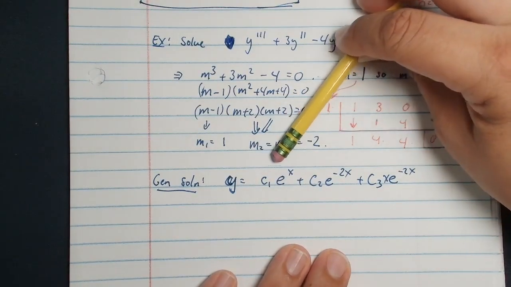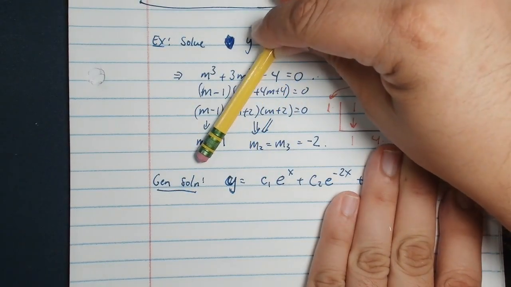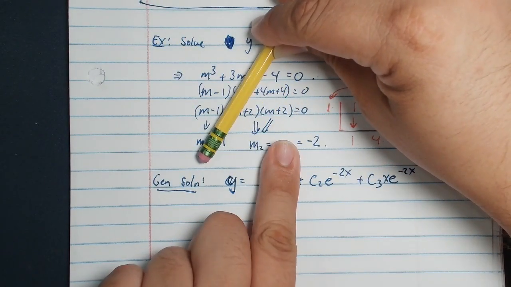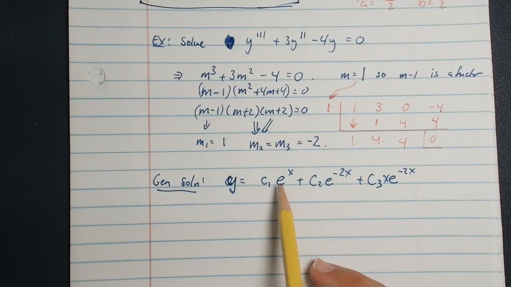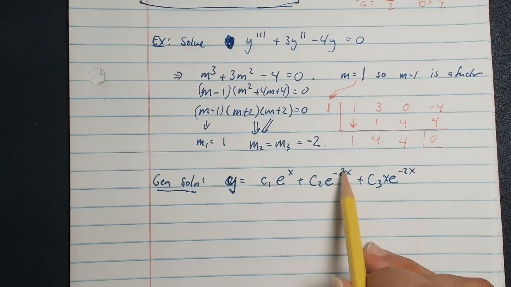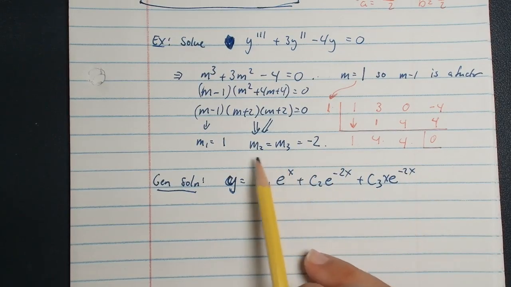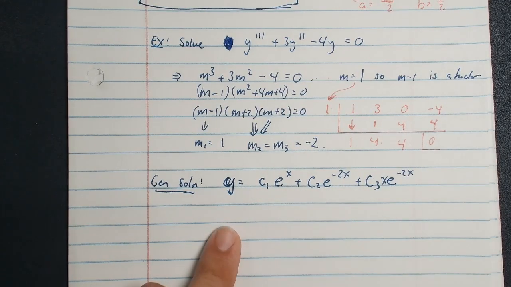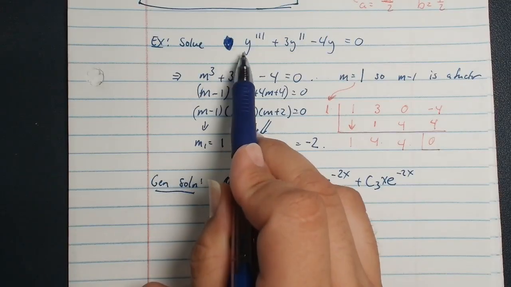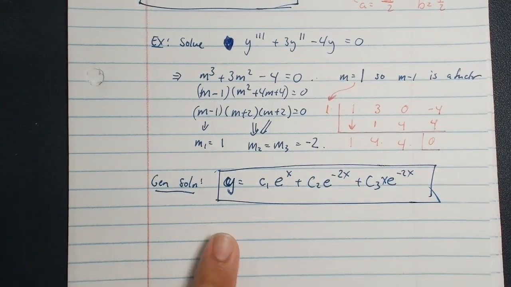Those 2 give me those 2, and then those 2 give me those 2. If all 3 were different, we would just have 3 of these, e to the x, e to the minus 2x, and e to the minus 5x, or whatever it might have been. But since some of them are the same, those pair together to give me a case number 2. And now this gives me a general solution for a 3rd degree homogeneous linear ODE.